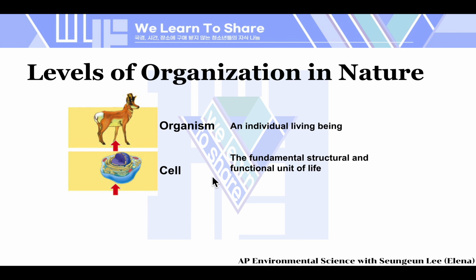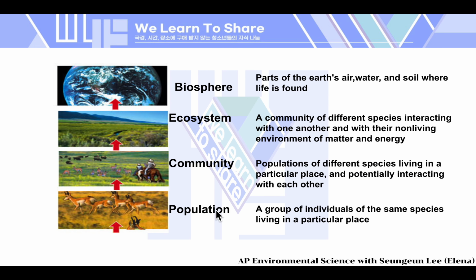And then when cells come together, you have something called an organism. That's us, right? That's us and the animals and stuff. That's an individual living being. So cells make an organism. And then we have a population. So when there's you and me, when there's us and lots of other people, that becomes a certain kind of population. So a population is a group of individuals of the same species living in a particular place.